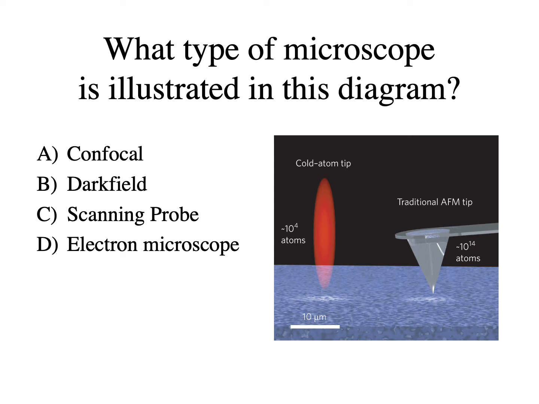What type of microscope is illustrated in this diagram? Is it A. Confocal, B. Dark field, C. Scanning probe, or D. Electron microscope? Now this is kind of a tricky one, but if you look, it's talking a lot about atoms. If you remember, atomic microscopy involves a scanning probe, either metal or diamond, and it drags across the image. So the answer here is C, scanning probe.